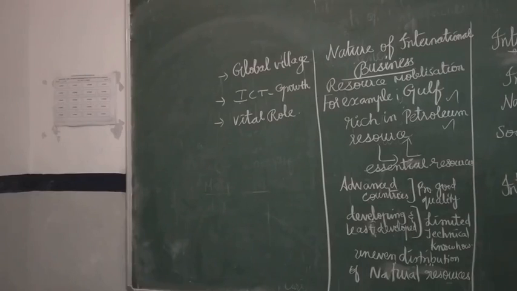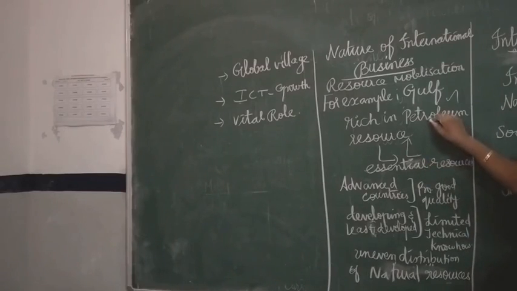So in the Gulf countries, they have petroleum products. They are super rich in petroleum resources, but they do not have any other essential resources needed for human existence. Hence, they have to exchange the surplus petroleum resources to buy the other essential resources. From where are they going to buy? From other countries where the resources are available abundantly.